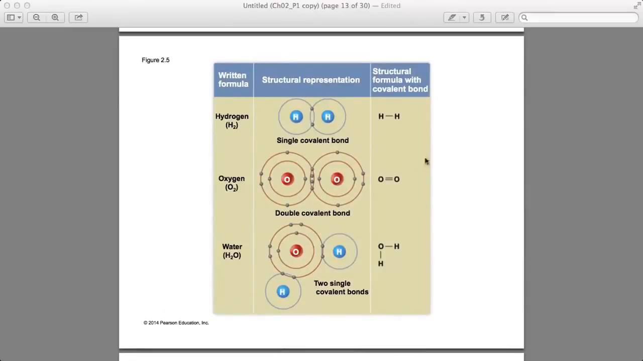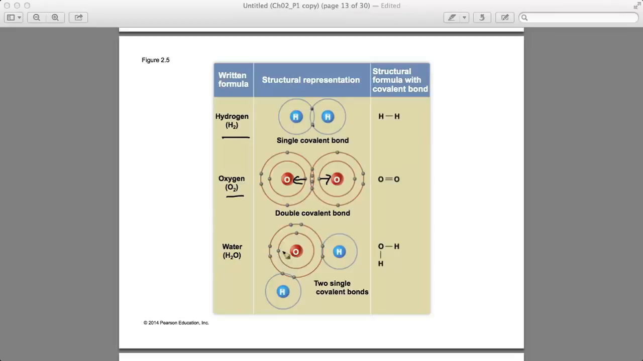Here's a picture, figure 2.5, describing this situation. So here you go, hydrogen, a single covalent bond. Here are equally shared electron shells, outer shells. Here's oxygen, same situation, equally shared. Both nuclei pull equally on these negatively charged electrons, and so they are shared equally.